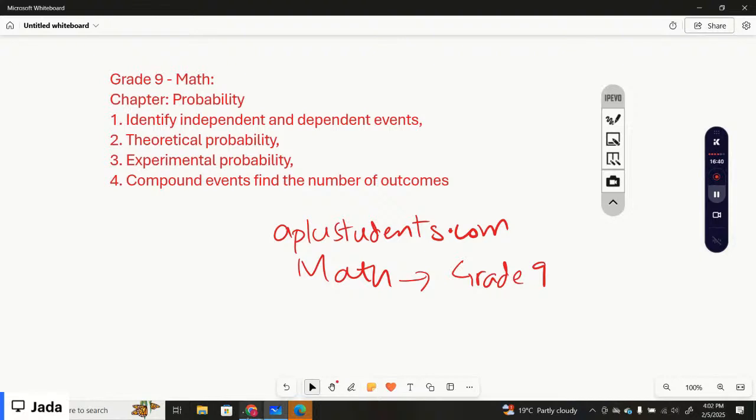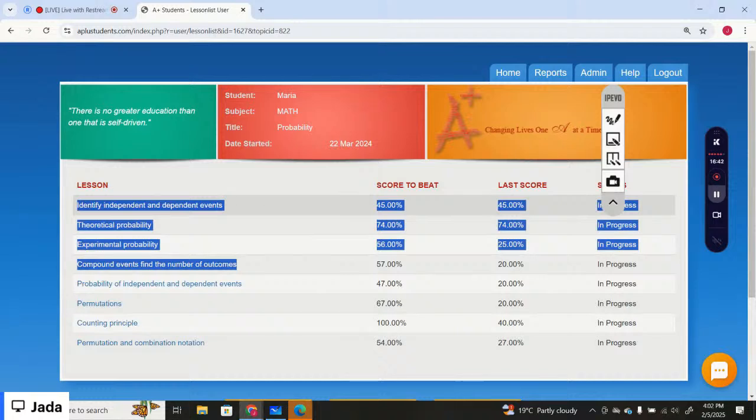So here I am on grade 9 math. The chapter we are on right now is probability. Let's just start with the lesson that is identify independent and dependent events.